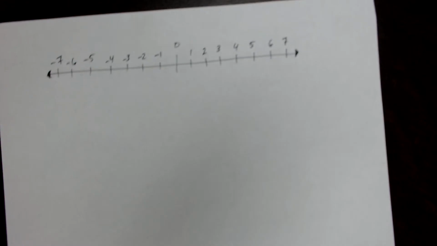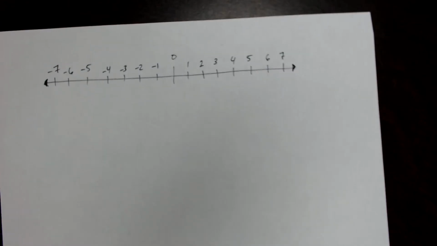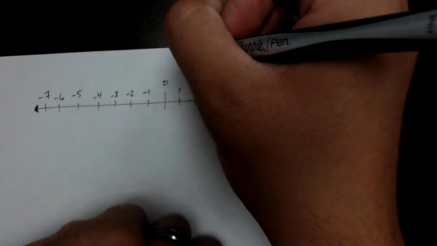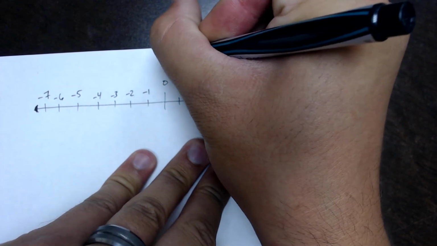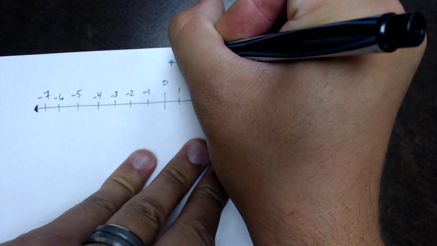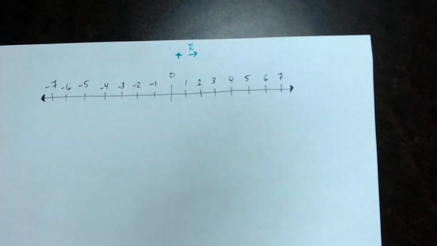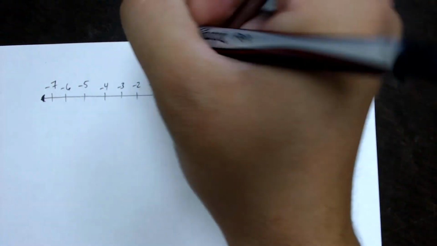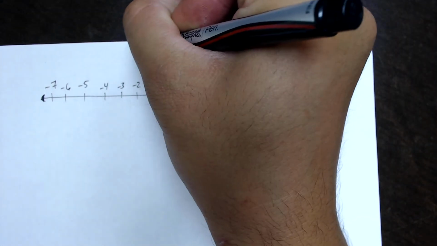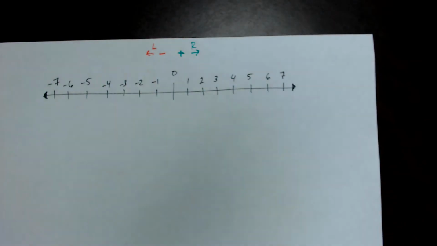And then the other key point to remember here is that when you're at the number line and you look at 0, positive numbers or addition will always move to the right. And then negative numbers or subtraction will always move to the left. So, key rule to remember when using your number line.